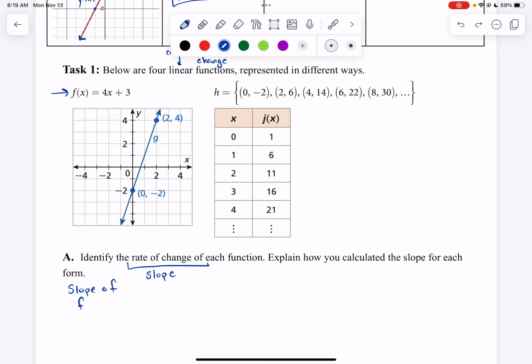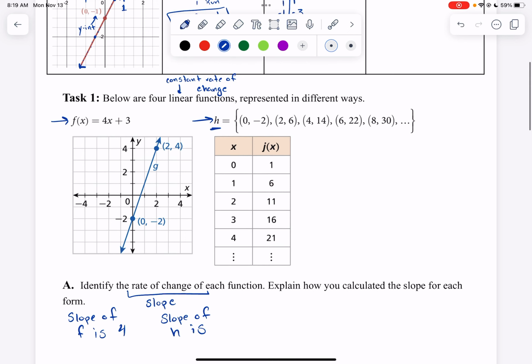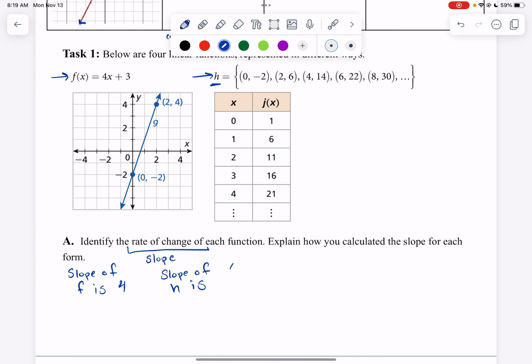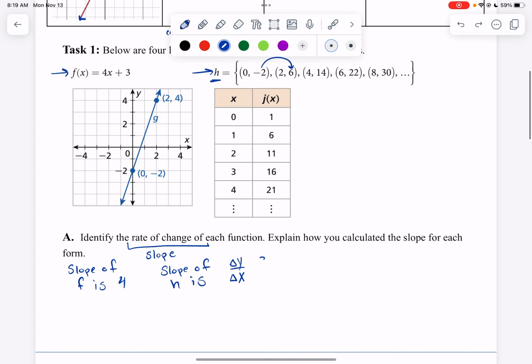The slope of f is 4. Okay. So what about the slope of, which one do we want to do next? Over to h, just kind of do them in order. Slope of h is, that one's a little harder to read. I think I'm going to do change in y over change in x. So let's look at my y. How is it changing from here to here? From -2 to 6, up 2 to 0, up 6 more, up 8. Up 8. So my y went up by 8, so my change in y is positive 8.